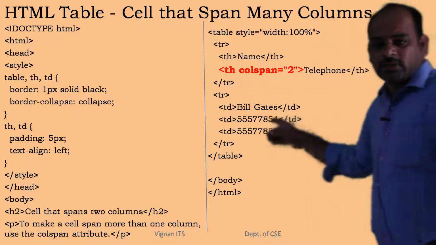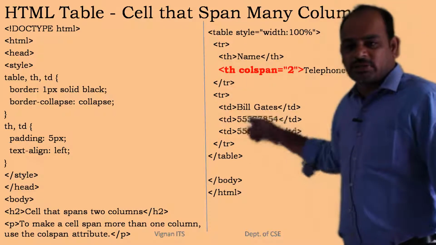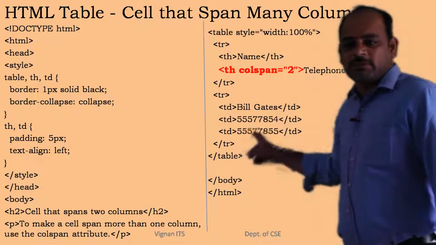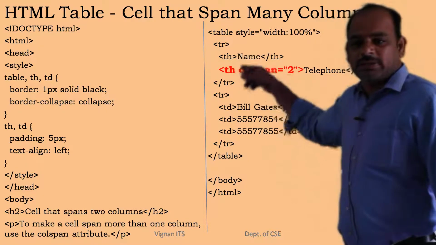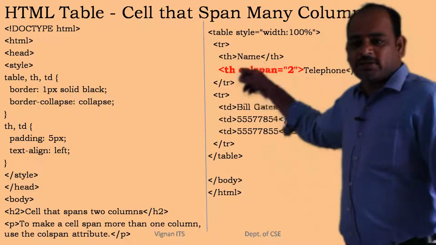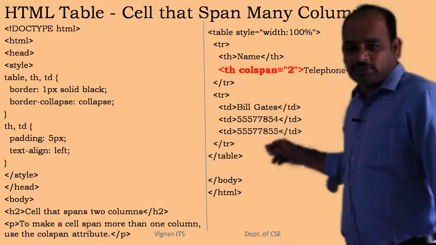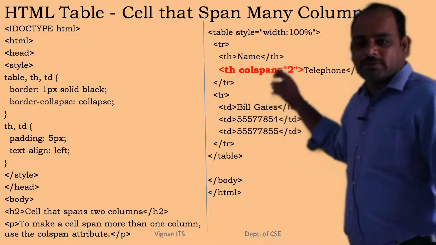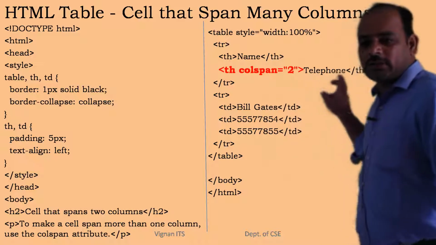And here we have three columns inserted in the next row. This is the first row and this is the next row, in which Bill Gates, and this is the telephone number, and this is another alternative telephone number here. So here, in the table header, how many headers are there? Only two headers. But how many columns of values are there? Three columns. Here these two columns are spanned, that means these two columns are under a single column, that is telephone here.